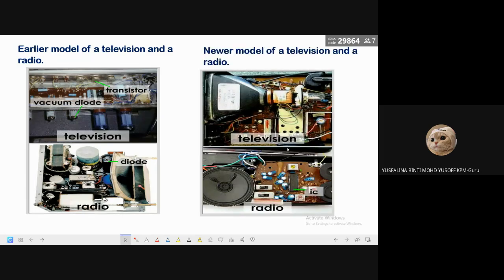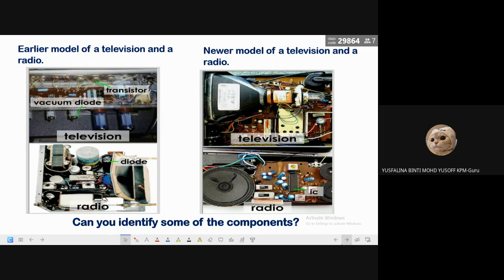Now is the newer one. Television and radio are just the same thing, but much more complicated, right? So you put it on the board. So this is the IC. Can you identify some of the components? Yes, maybe there's a diode here. PNP, NPN, right? This one I think you already learned in RBT, right?